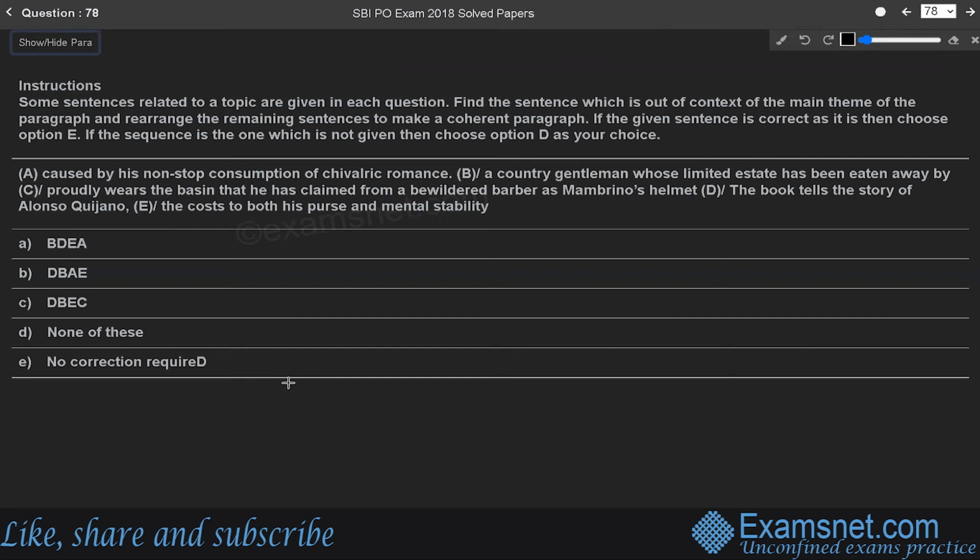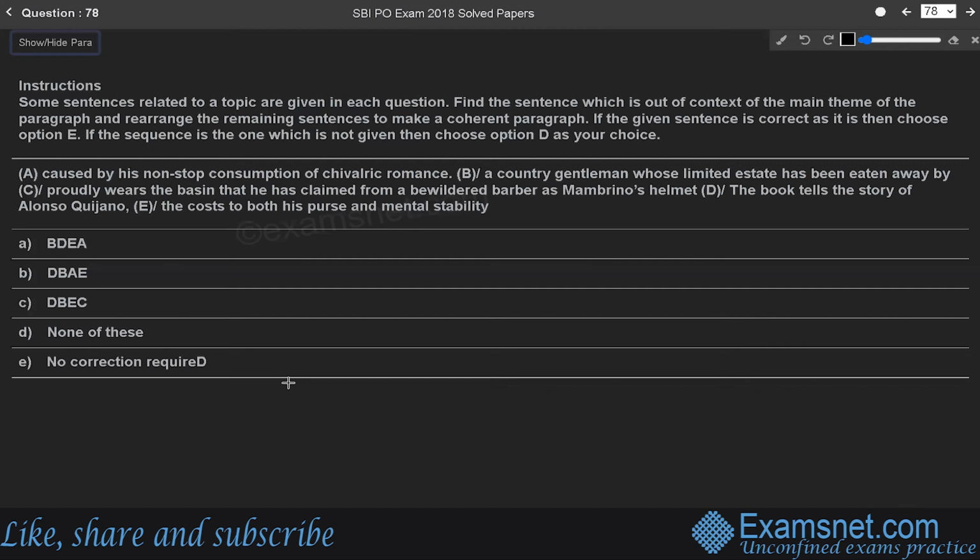Here, the sentence fragments are: caused by his non-stop consumption of chivalric romance, a country gentleman whose limited estate has been eaten away by, proudly wears the basin that he has claimed from a bewildered barber as Mambrino's helmet. The book tells the story of Alonso Quijano, the cost to both his purse and mental stability.